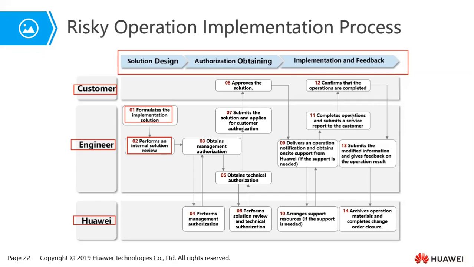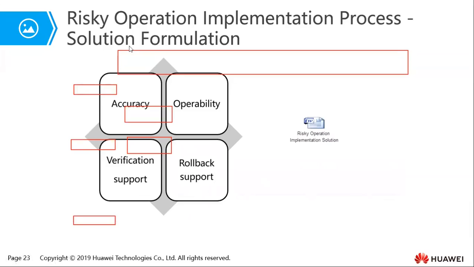Otherwise, at number 11 here, you need to complete the operation and submit a service report to the customer. The customer will then confirm that the operation is completed, and they'll submit the modified information and give feedback on the operation results to the customer and also Huawei, who are going to archive the operation materials, complete a change order, and also close the entire risky operation implementation process. So generally, that is the entire flowchart for a risky operation implementation.